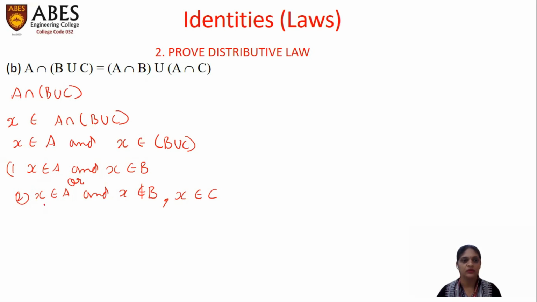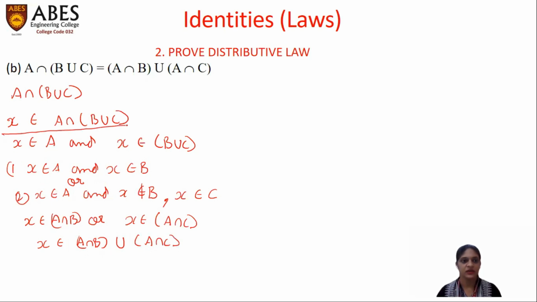Then from the possibility one, we can write this thing as X belongs to A intersection B, or from the possibility two, we can write this thing as X belongs to A intersection C. Now from these two properties, we can say this thing as X belongs to A intersection B, or means union, A intersection C. So we are starting from this thing and now we are on this thing. Then from these two lines, we can say that A intersection B union C is a subset of A intersection B union A intersection C. So let's consider this equation number 1.